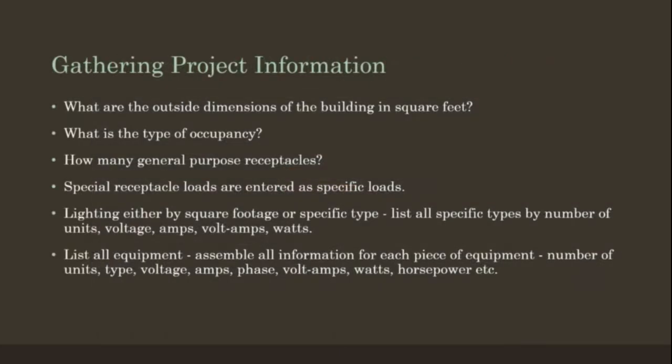Gathering project information. What are the outside dimensions of the building in square feet? What is the type of occupancy? How many general purpose receptacles? Special receptacle loads are entered as specific loads. Lighting either by square footage or specific type. List all specific types by number of units, voltage, amps, volt-amps, and watts. List all equipment. Assemble all the information for each piece of equipment: number of units, type, voltage, amps, phase, volt-amps, watts, and horsepower.